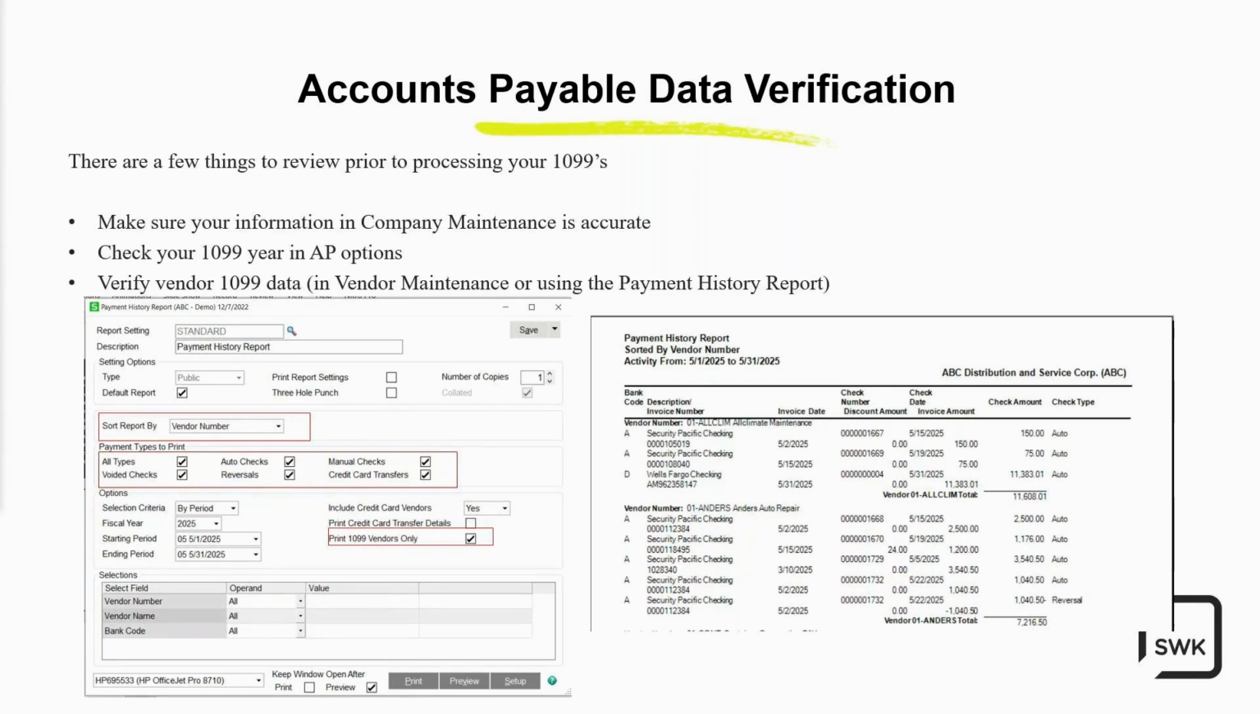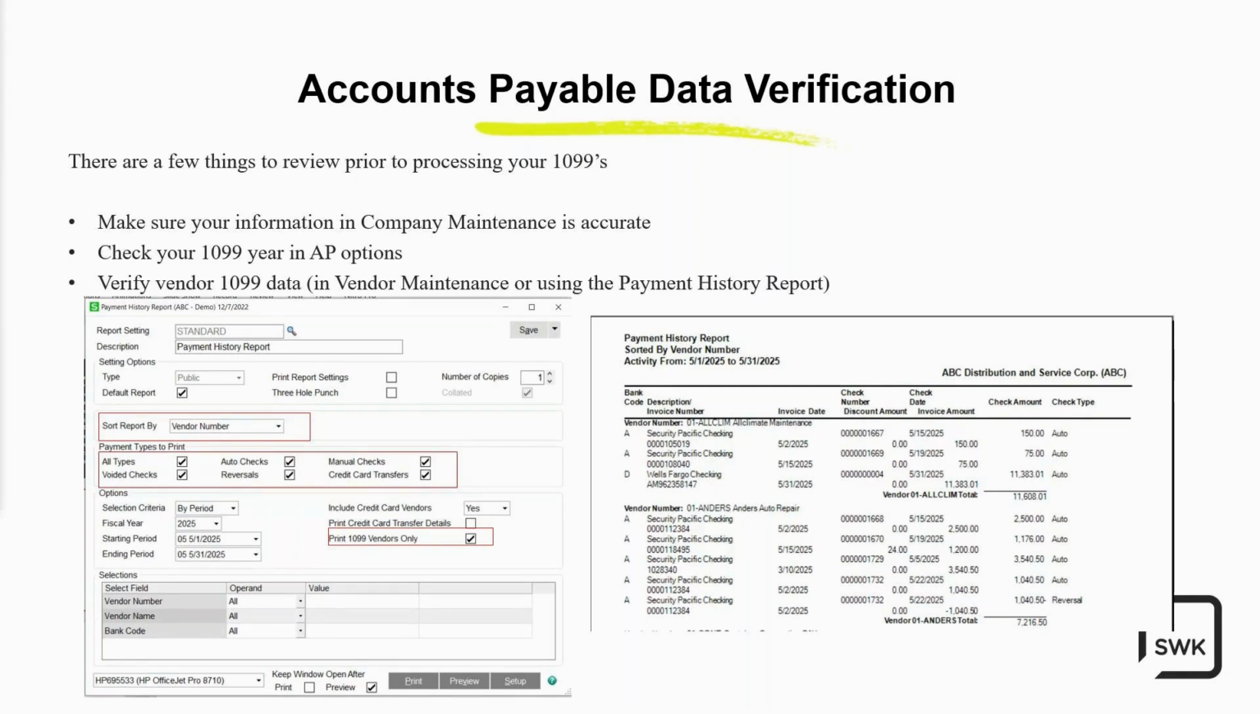You can use the payment history report that I'm showing right here to show the 1099 vendors only, if you prefer. That'll give you your totals. You can make sure everything looks okay. You can also use this report to verify your data when you're running those 1099s. And remember, this data can be changed in the 1099 printing window.